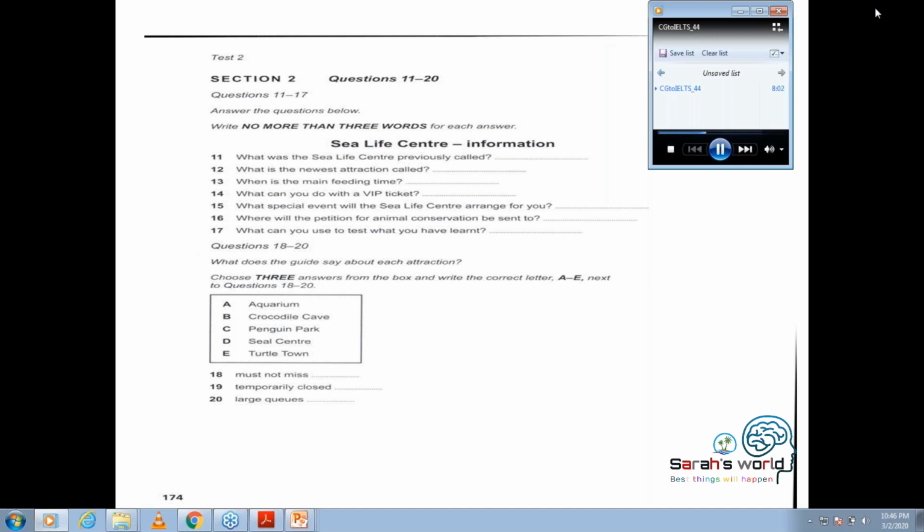Now, I'd like to mention something new that we've introduced this year that we're very excited about. It's called a VIP ticket. The VIP ticket costs an extra £2 per person, and you will be amazed at what it allows you to do. With this, you'll be allowed to feed the sharks.